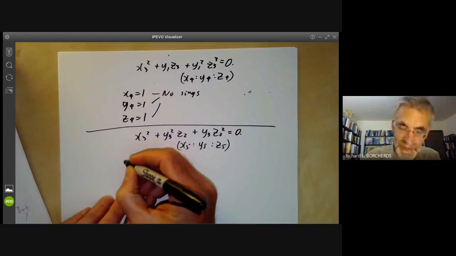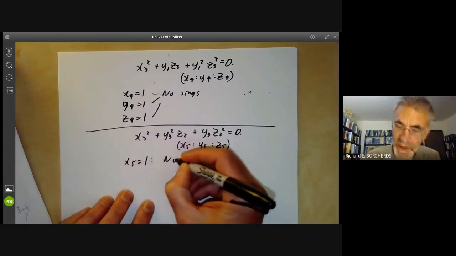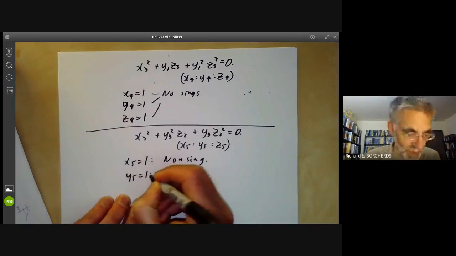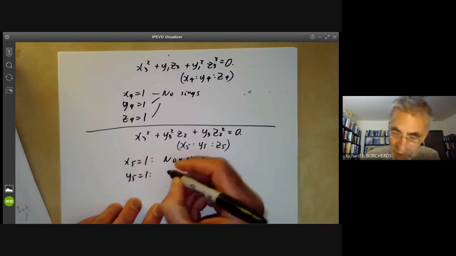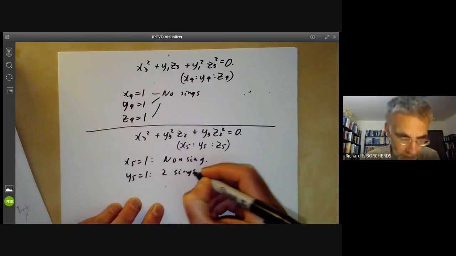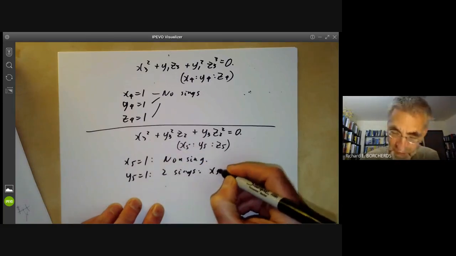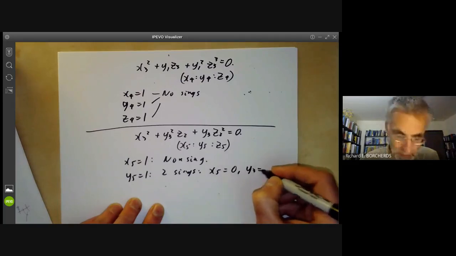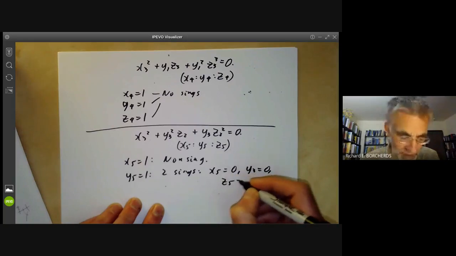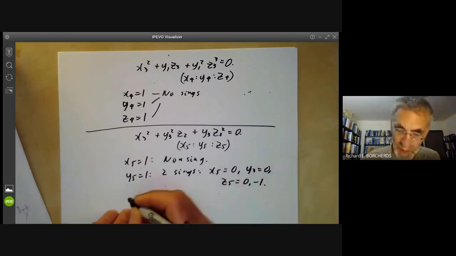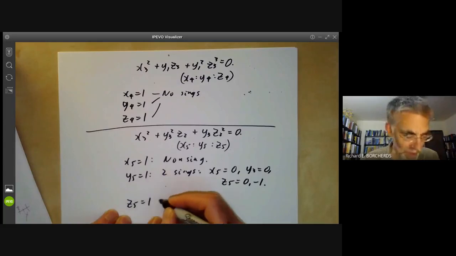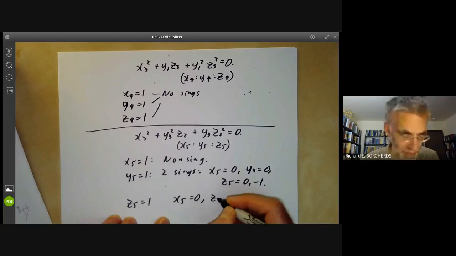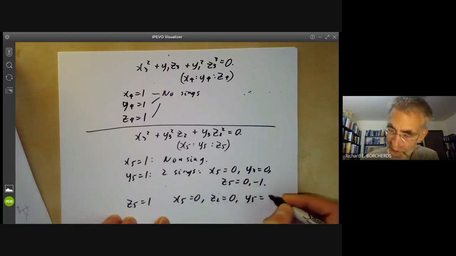And here for the blow-up, we're going to introduce variables x5, y5, z5. And we find for x5 equals 1, it's non-singular. For y5 equals 1, we find two singularities at x5 equals 0, y3 equals 0, and z5 equals 0 or minus 1. At z5 equals 1, we again get two singularities. At x5 equals 0, z2 equals 0, and y5 equals 0 or minus 1.